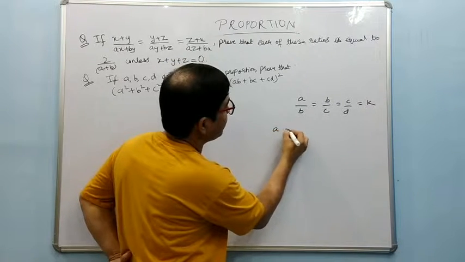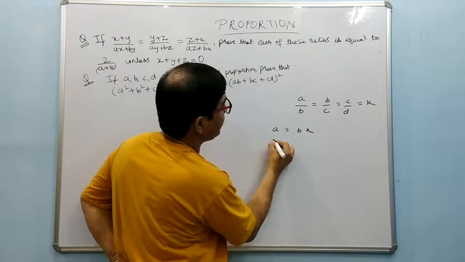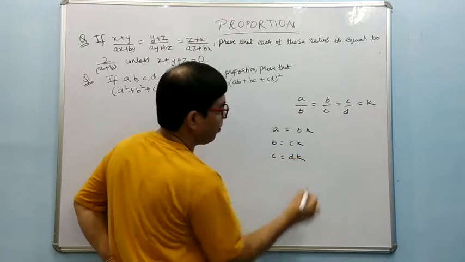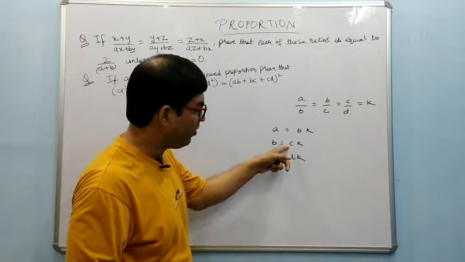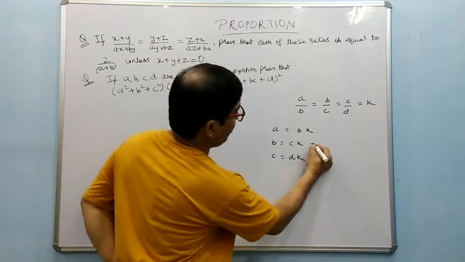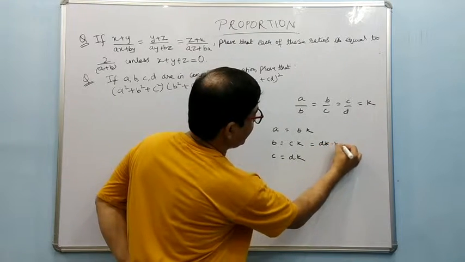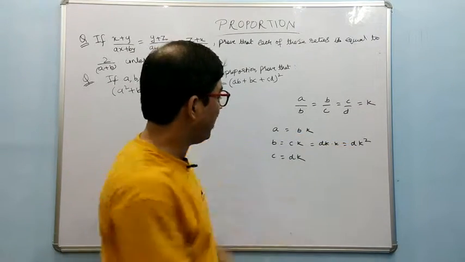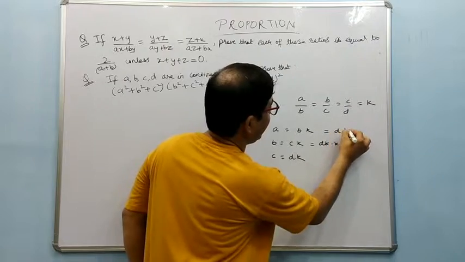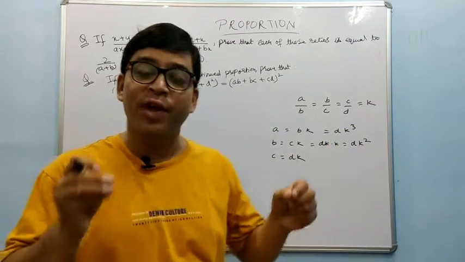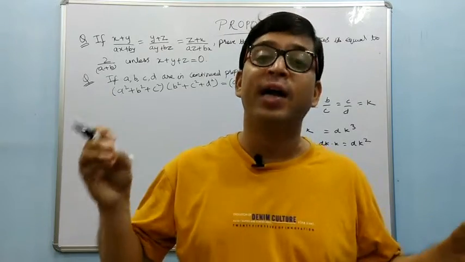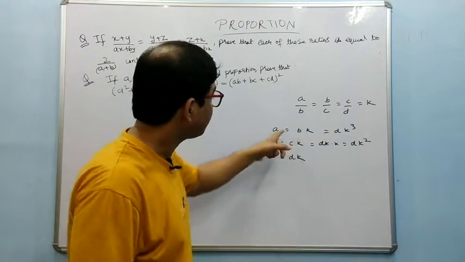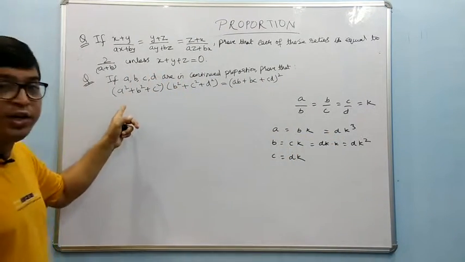So a can be written as bk, b can be written as ck, c can be written as dk. Now see, if I just write here for c, dk, it will be dk into k, that is dk², is it? And for b, if I just write dk², it is coming out to be dk³. So I got the value of a, b, c in terms of a single thing, d and k. So after conversion, we will see what we need to prove.